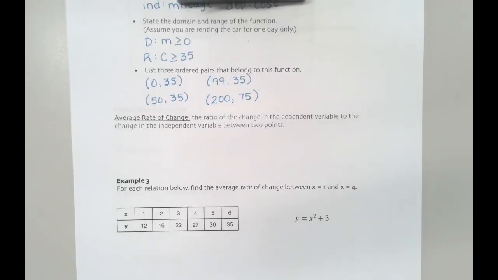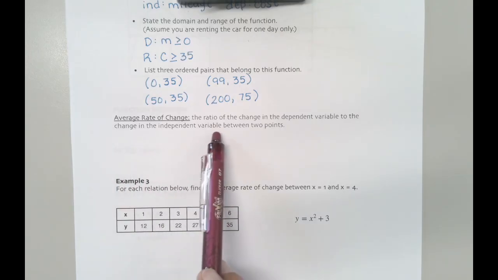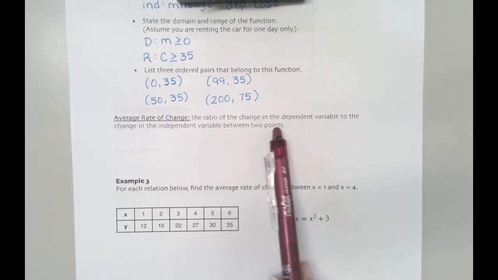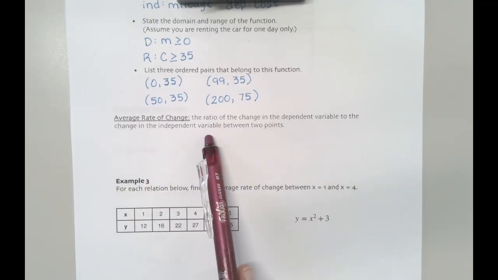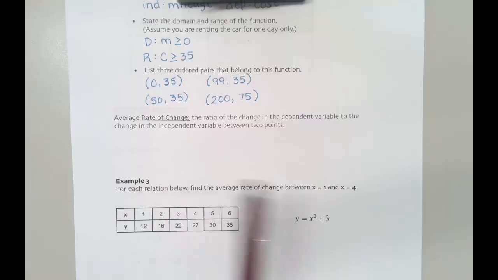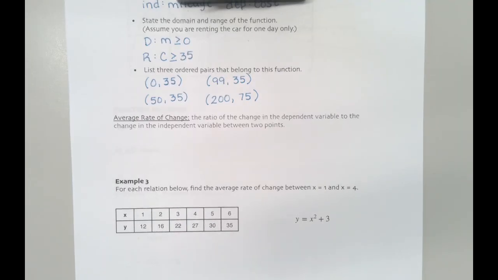All right, let's pick up where we left off, talking about average rate of change. Again, if you need to pause the video to get the definition written down, you may. I'm going to take a second and dissect this definition, and hopefully you'll be able to see that this is something you already know. Average rate of change: the ratio between the change of the dependent variable to the change in the independent variable between 2 points. Okay, that's a lot of math talk.